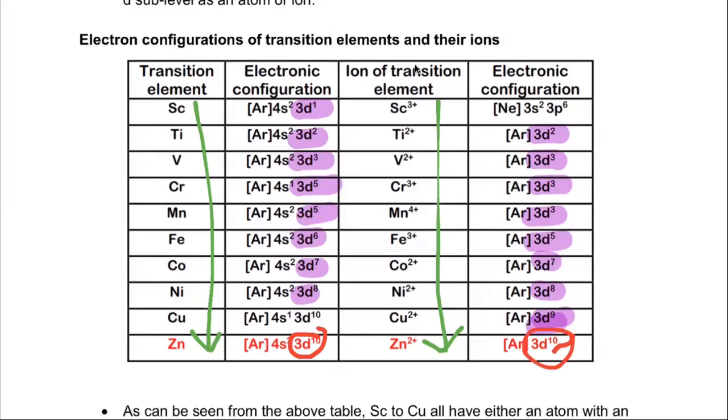Because both as an atom and as a positive ion zinc ends in 3D10, that means its D sublevel is full. And in order to be categorized as a transition element, you have to have an unfilled D orbital as either a neutral atom or as an ion. Scandium has it as an atom. Copper has it as an ion, and all the other ones on this list have it as both an atom and an ion.